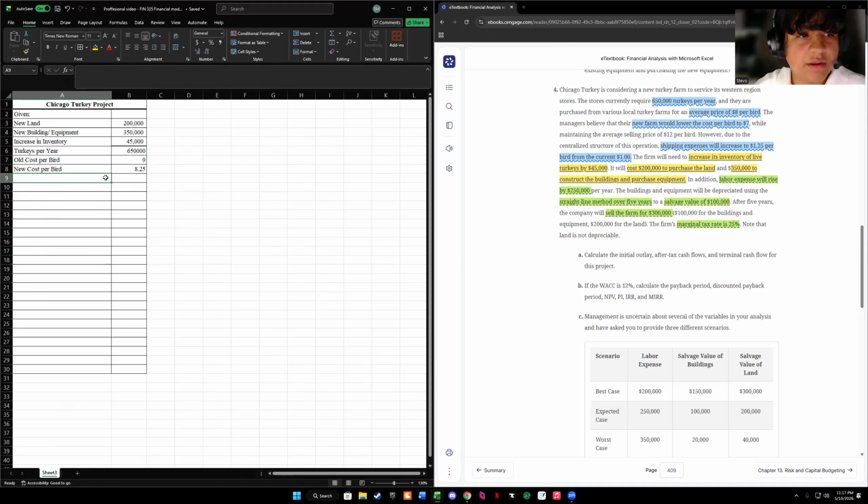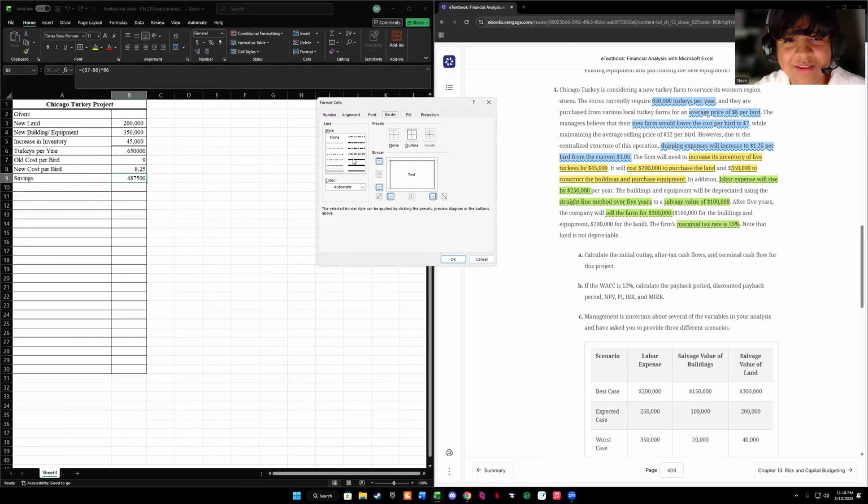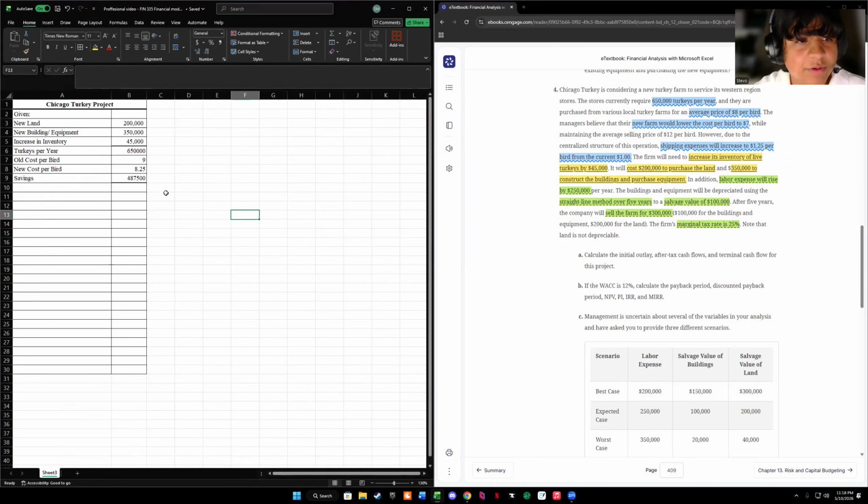All right. And then we're going to want to calculate our savings, total savings, net savings, whatever you want to call it. This is essentially just the difference between these, because this is how much we save, right? The old cost was $9, the new one's 8.25, so that's how much we save on that. It's 75 cents. Then multiply it by the number of turkeys, and this is how much we're saving per year. Right. And then I'm just going to cut this off here.